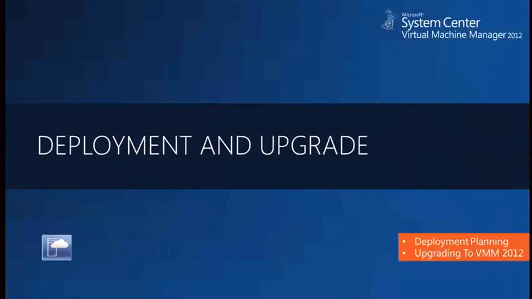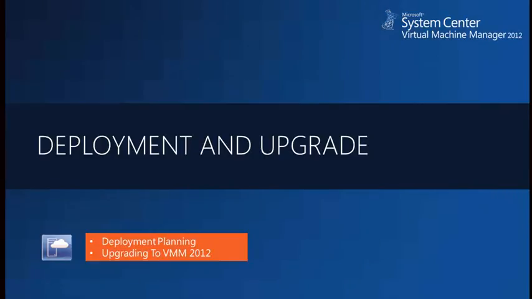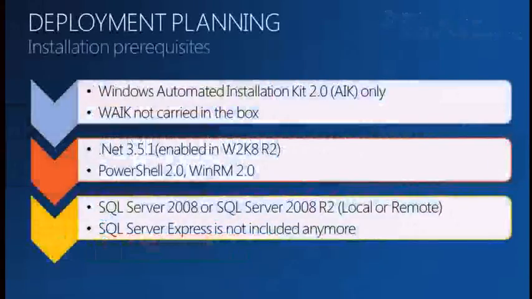All right, let's talk about deployment and upgrade. For those who are currently using VMM 2008 R2, it's a good time for you to upgrade. Let's talk about some of the installation prerequisites first. You require WAIK 2.0. Unlike VMM 2008 R2, we do not ship WAIK anymore in the media, so you have to download it separately and install it on the host where you wish to install VMM server.